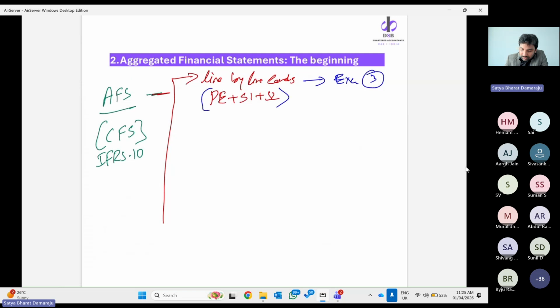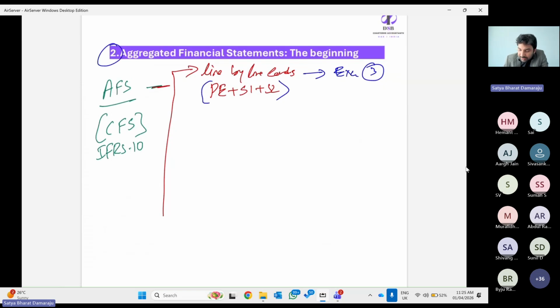Point number 3. So this point number 2 we are discussing. When you are doing the consolidation, there is an exception where we should not do the consolidation. We will discuss that in point number 3 coming up. What is our next thing we will do? Do the eliminations. What kind of eliminations we will do?